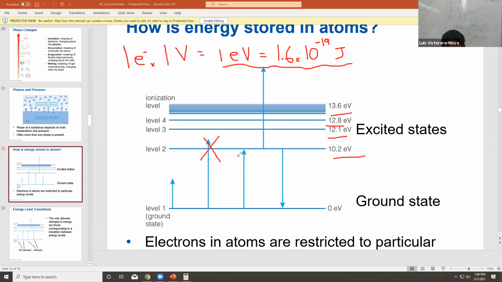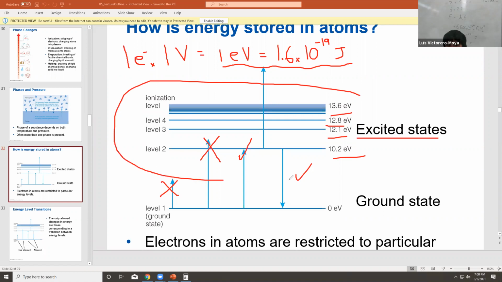This one is not allowed. This transition is allowed. Nothing in between. So that's why they say electrons in atoms are restricted to particular levels and transitions. So why does that matter? Because when a photon, when light is radiating matter and it is glowing and reflecting light, the atoms are being excited. And they emit energy governed by this.